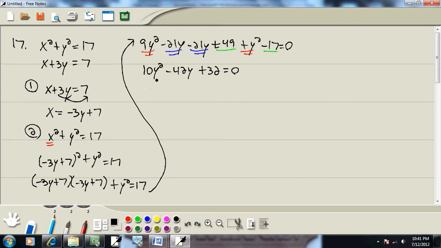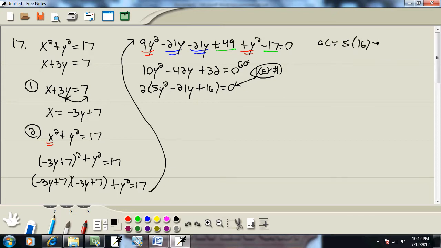Now we're still solving this. It's a quadratic, so we're going to factor out the GCF first. And looks like they all at least have a 2 in common. So that gives us 5y squared minus 21y plus 16 equal to 0. And this is GCF, by the way. This here is key number. We got y squared, y, no y, and there's a number before our y squared. So the key number, we're going to take the number at the beginning times the number at the end. So 5 times 16, that gives us 80, I believe.